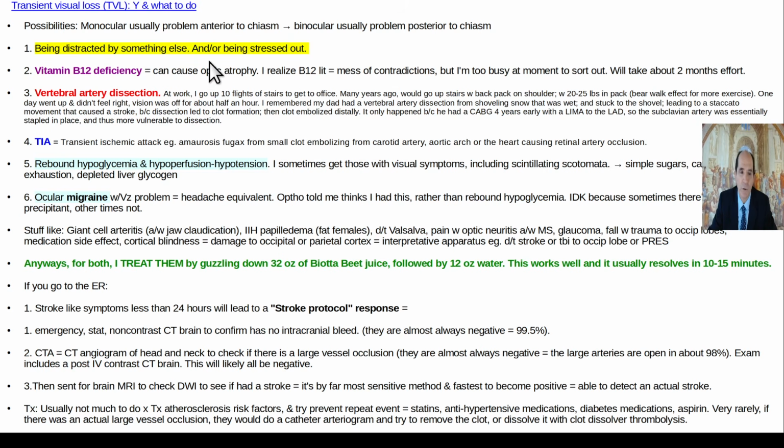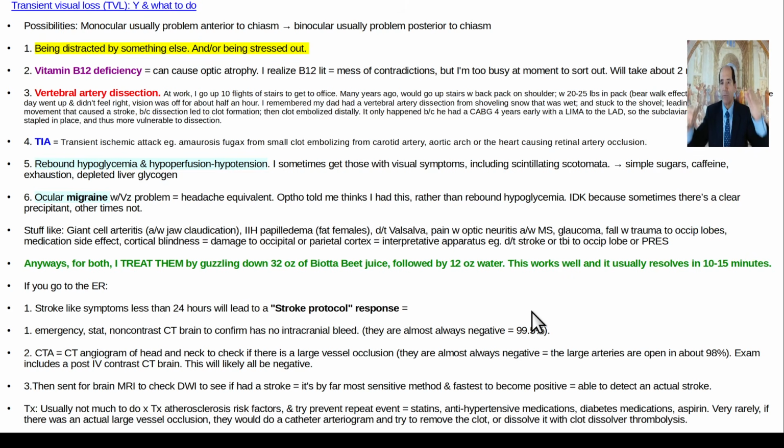All right, so transient visual loss, TVL. What could cause it? What do you do? Number one, it could just be because you're stressed out and distracted, okay, and you're sleep deprived. Number two, it could be rebound hypoglycemia because you ate something really sweet or caffeine and you got transient hypoglycemia, low blood glucose, and it gave you symptoms of this. Sometimes it would be associated with visual symptoms like these shimmering lights called scintillating scotomata.